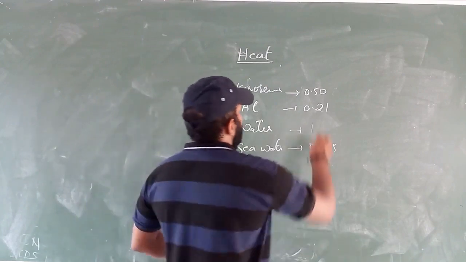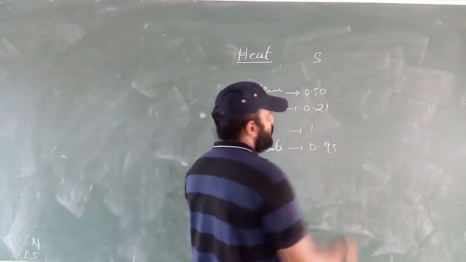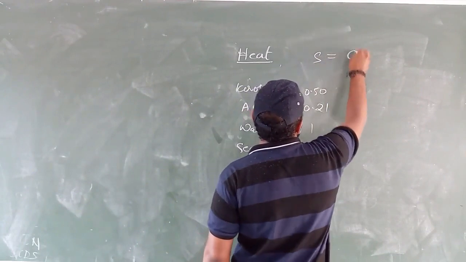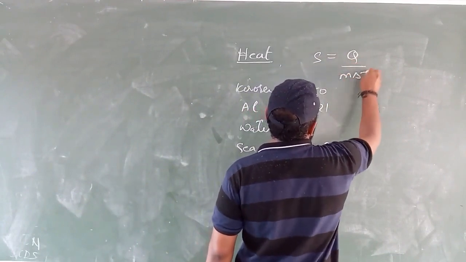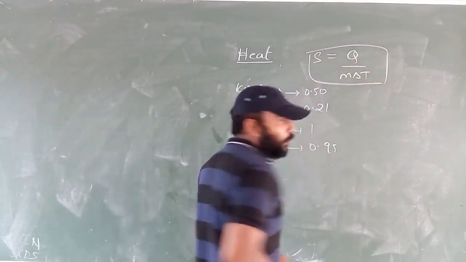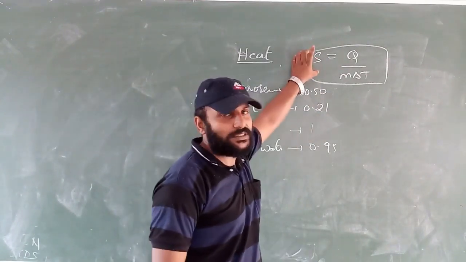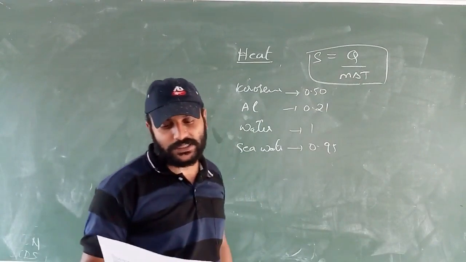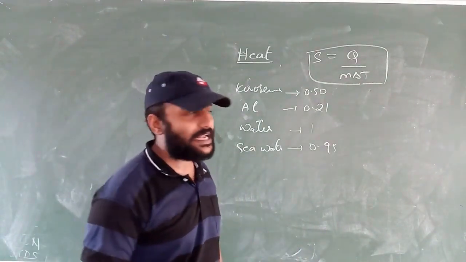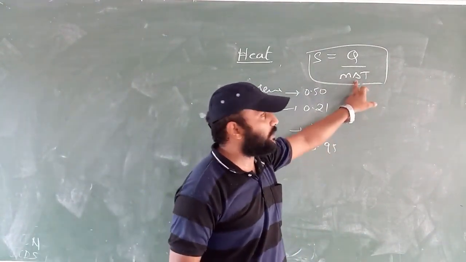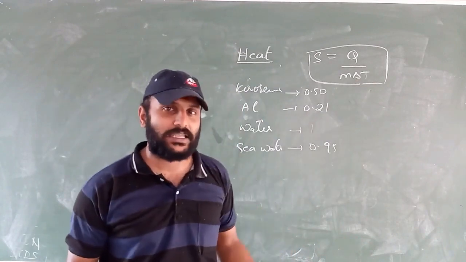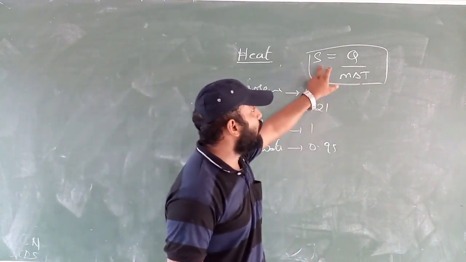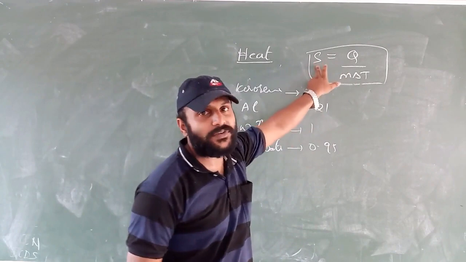When I am talking about specific heat, what is the formula? S is equal to Q by M delta T. When I explained this concept, I told you that if the specific heat of a substance is more, less change in temperature will take place. Which takes more time to rise in temperature? More time means the temperature is not changing easily, so the specific heat of the substance should be more.